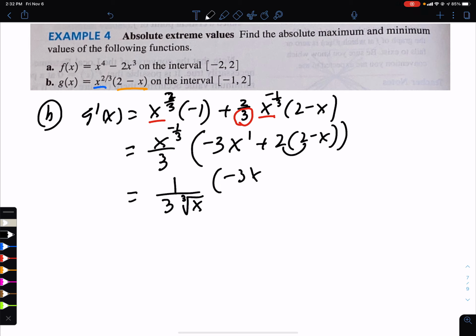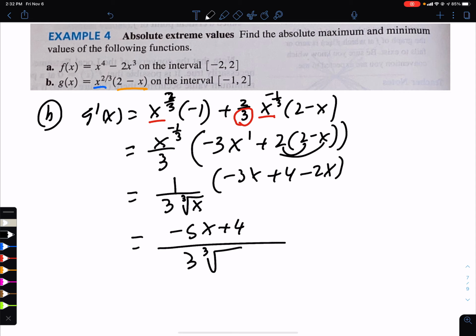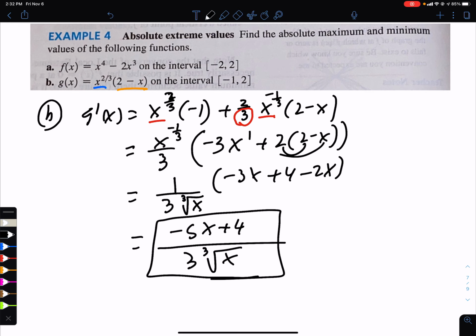Negative 3x, distribute the 2. I'm going to have a 4 minus 2x. So to simplify, I'm going to have a minus 5x plus 4 all over 3 cube root of x. There is my derivative. Wow, all that work.